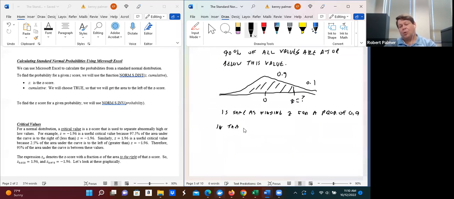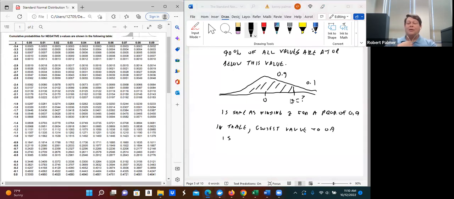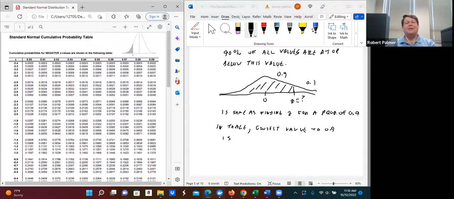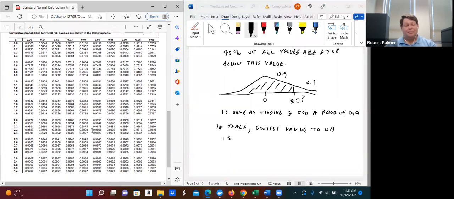So in the table, the closest value to 0.9 is, let's go back and find that. Let's go back to the table. Since this time 0.9 is above 0.5, we're on the other side of the table, where the values are greater than 0.5. You won't find 0.9 on the other side anyway. Let's look. So here's some 9s. We have to go pretty far back here.